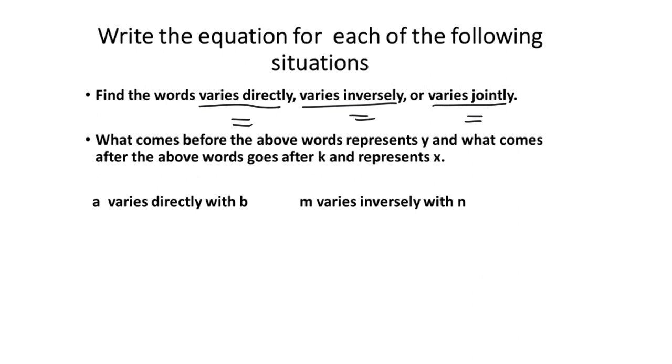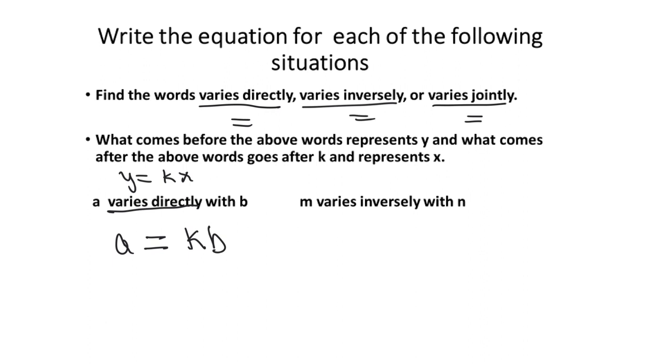So if I'm doing A varies directly with B, I know that my general form for a direct variation is y is equal to k times x, except we're using A and B's. So I'm going to underline varies directly, and this is where my equal goes. What's in front is going to go in front of the equal, and what's after is going to go after k in the equation. So my equation would be A is equal to kB.